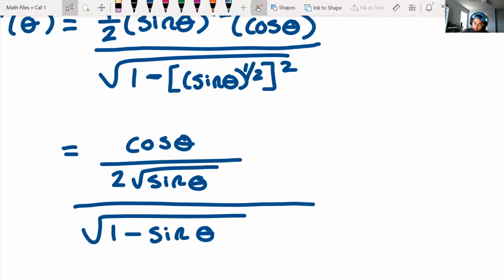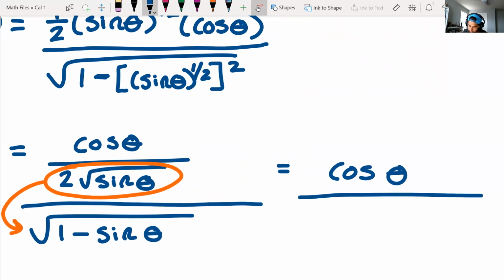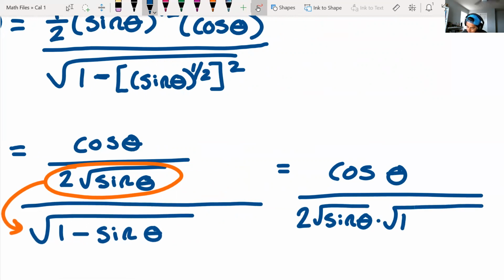Now, just like that crazy other one, the denominator in the numerator will come down. So we get cosine theta over 2 square root sine theta times square root 1 minus sine theta.